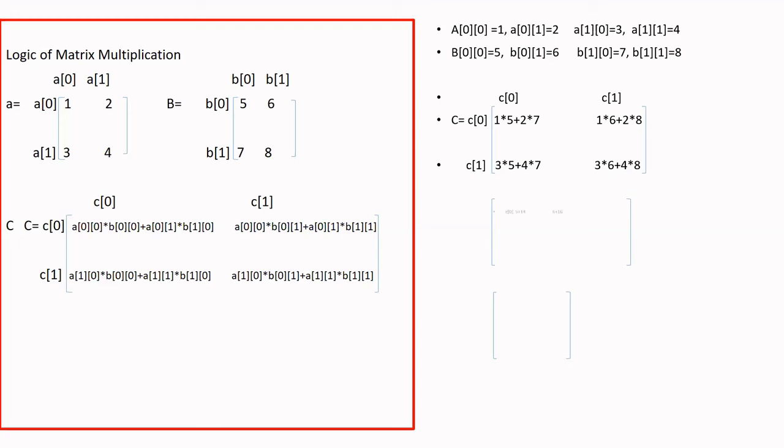The final output we get after doing all the multiplication is 5 plus 14, 6 plus 16, 15 plus 28, 18 plus 36, and the final matrix is 19, 22, 43, and 50 with respect to C matrix. This is the resultant matrix we get by multiplying two matrices, A and B. How to get this output with respect to programming, we'll see in my next slide.